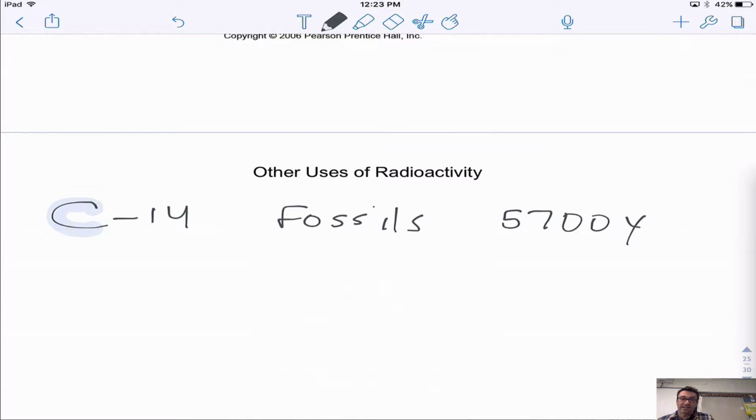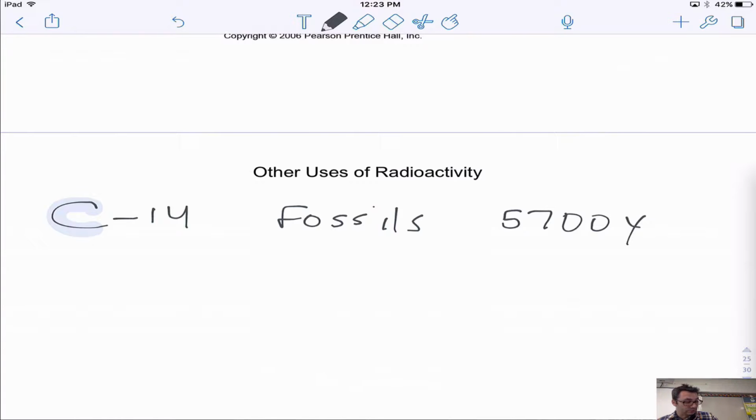Once the organism dies, it obviously stops eating and stops incorporating fresh carbon-14 into its system, and at that point it's sort of like time-stamped. And so if we find the remains of an organism from thousands or hundreds of thousands of years ago, we can determine its age pretty precisely based on this type of radio dating.